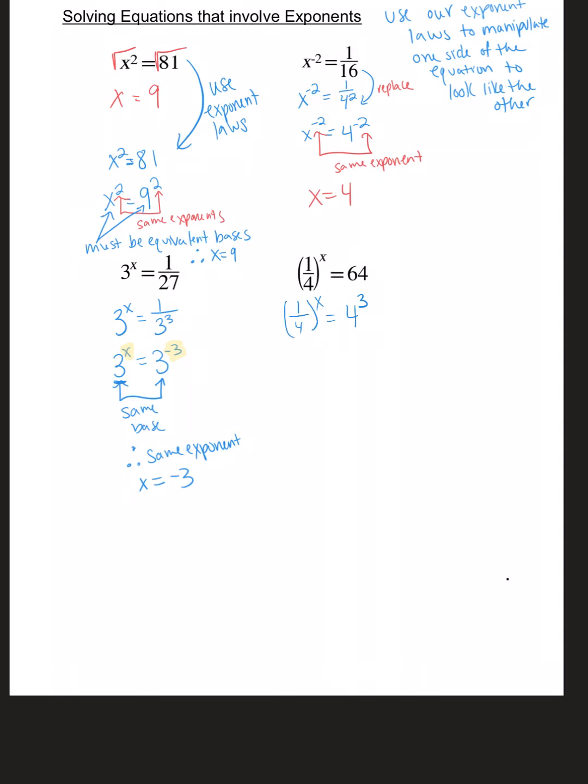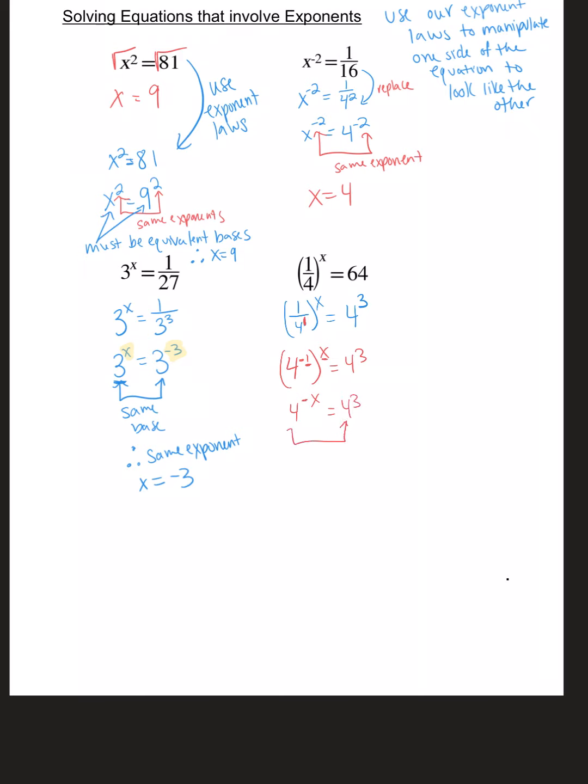Well, right now I have 1/4, right? And I can even say this is to the power of 1 down here. So if I wanted to flip it so it looked like a 4, I could say this is 4 to the negative 1, but I still have this x out here I have to deal with. Okay, so then I would use my power of a power rule, and I would multiply my -1 and x together. So this would be 4 to the negative x equals 4 to the 3.